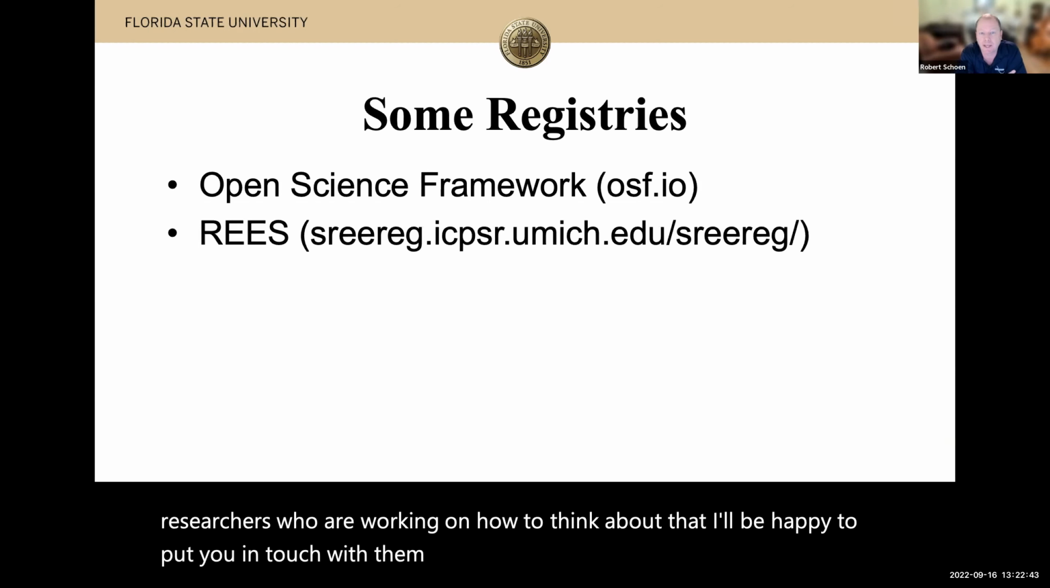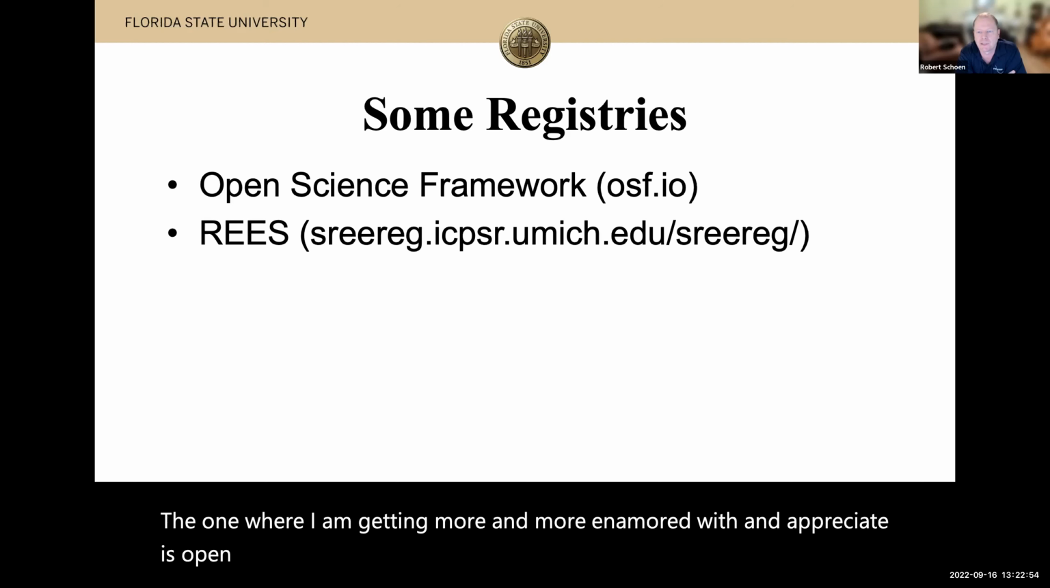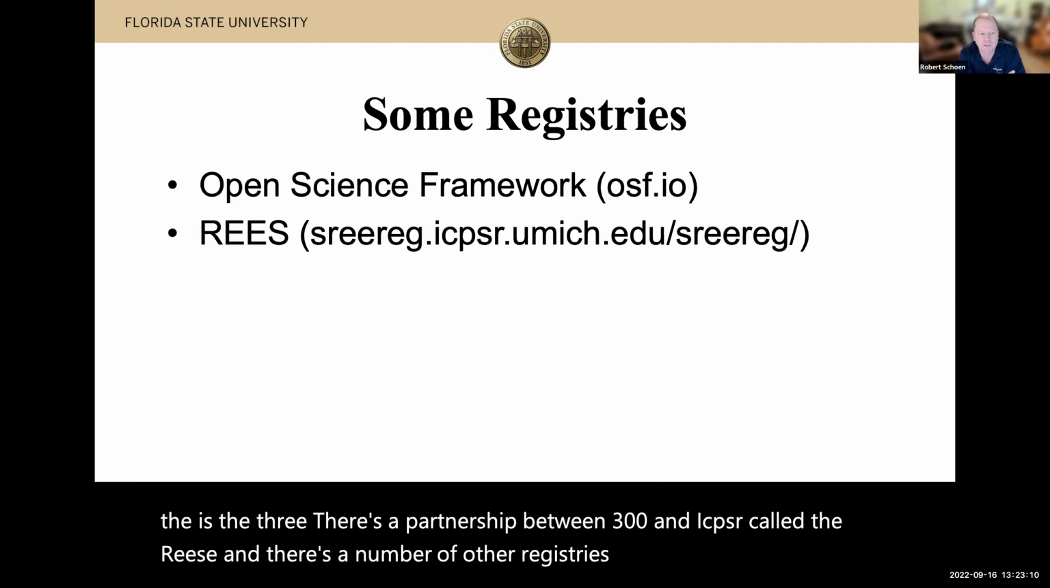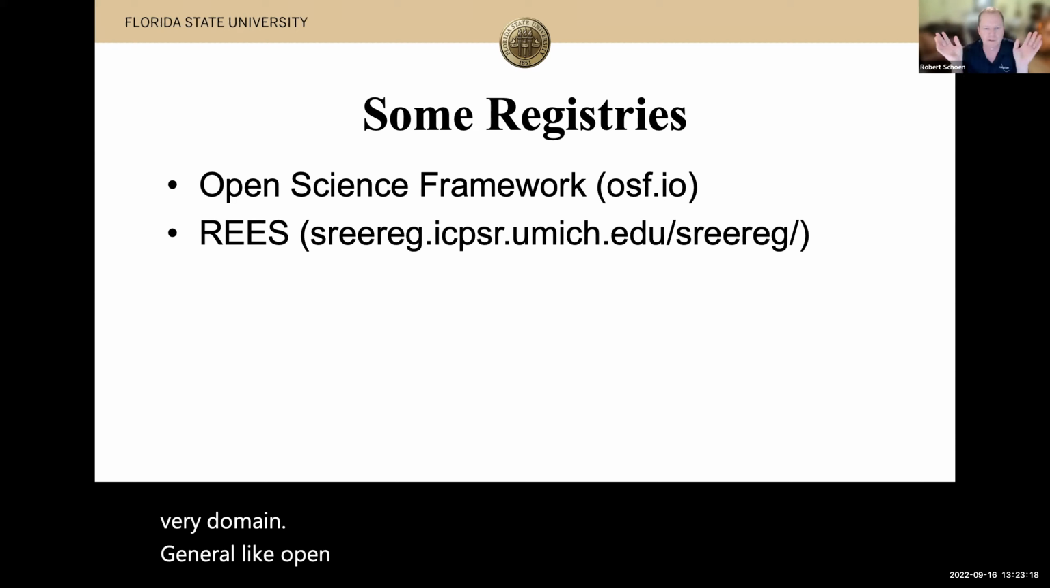Some places where you can pre-register. The one I am getting more and more enamored with and appreciate is Open Science Framework, and that's the URL for it, osf.io. Another one is the SRI. There's a partnership between SRI and ICPSR called the REIS. And there's a number of other registries too, but I'm sure you can find them. You can play along and Google search them. So some of them are very domain general, like Open Science Framework is sort of everything under the sun, as far as I can tell.